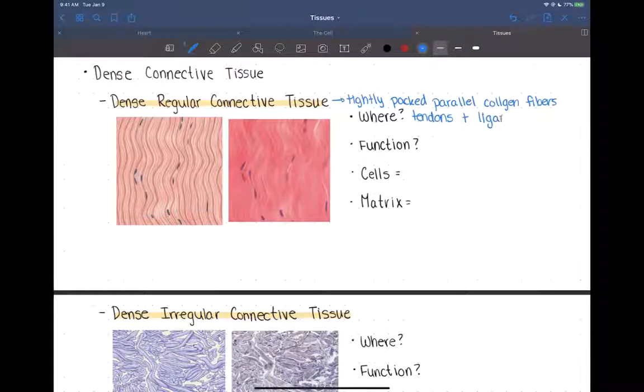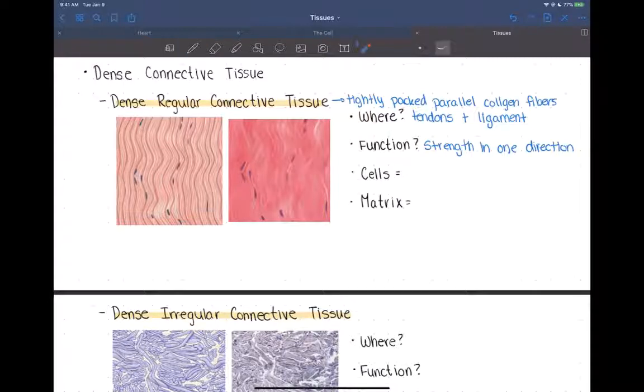Okay, and so remember, collagen provides strength, right? Structure. That's the job of collagen. So if you have a tissue like this that's almost completely made up of collagen, then you know that's going to be a really strong tissue. And the fact that this collagen is all running in the same direction is going to provide you strength in one direction. So that's the function. Strength in one direction, because those collagen fibers are all running in one direction.